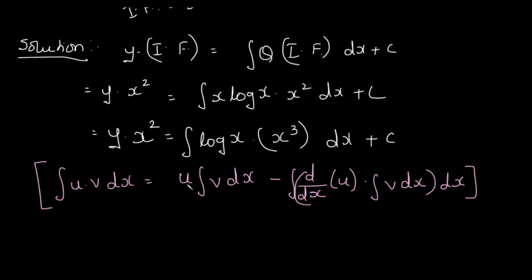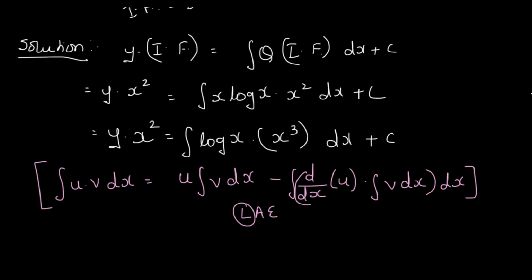And how to decide which becomes u and which becomes v? Of course, you know the rule LAE, isn't it? Where L is the logarithmic term, A is the algebraic term, E is the exponential term. Here we have a logarithmic term and an algebraic term. So as a result, the logarithmic term comes first, it becomes u. So u is log x and the second term, v, becomes x cube.